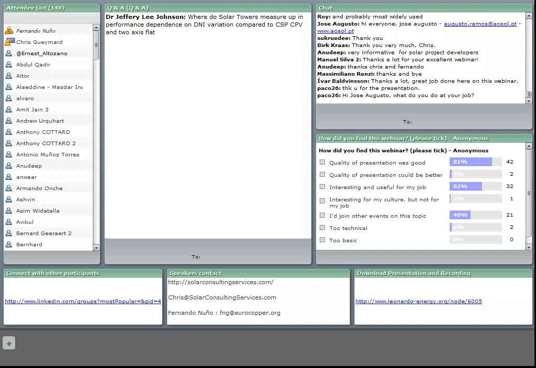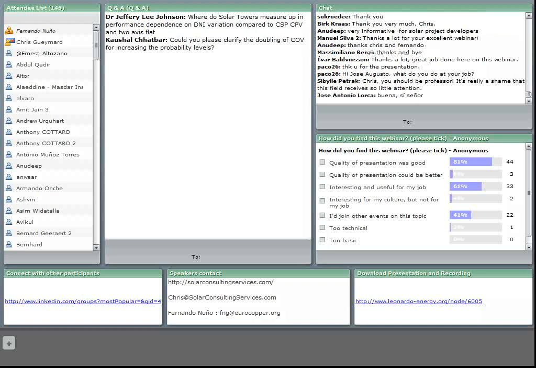Okay, thank you very much, Chris. So let's go for another question. Could you please clarify the doubling of COV for increasing the probability levels?